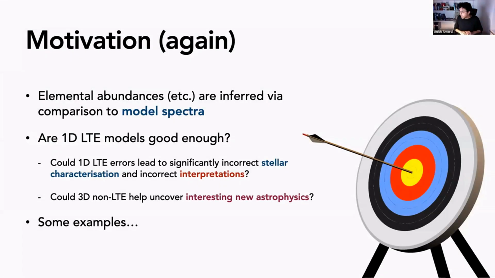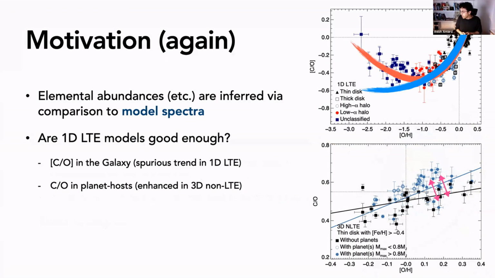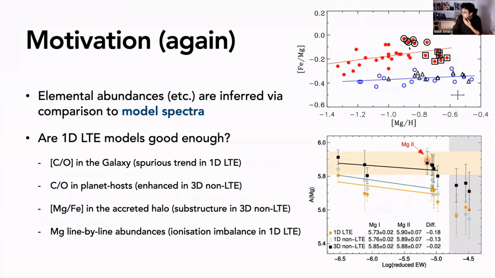Okay, that was that for my examples. So just to conclude, this was the question: are 1D LTE models good enough, and could we do better? I showed a couple of examples for carbon and oxygen, where we saw an apparently spurious trend in 1D LTE, or at least the trends are different compared to 3D non-LTE. We see this interesting signature in 3D non-LTE, not present in 1D LTE. Then for magnesium, as I just talked about, we have substructure appearing in the low alpha halo in 3D non-LTE, which is not so easy to spot in 1D LTE. And we have an ionization imbalance in 1D LTE that is mostly resolved in 3D non-LTE.